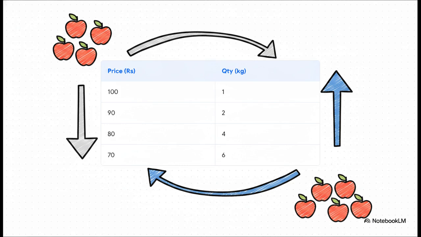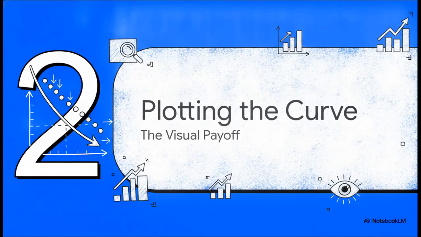At 100 rupees, the consumer only buys 1 kilogram, but as that price drops to 90, the quantity doubles to 2 kilograms. When it drops to 80, they're buying 4 kilograms, and by the time the price drops to 70 rupees, the quantity demanded has surged all the way up to 6 kilograms. We're not just seeing random fluctuations here, we're looking at a highly predictable inverse correlation, where lowering that financial barrier directly multiplies consumption.